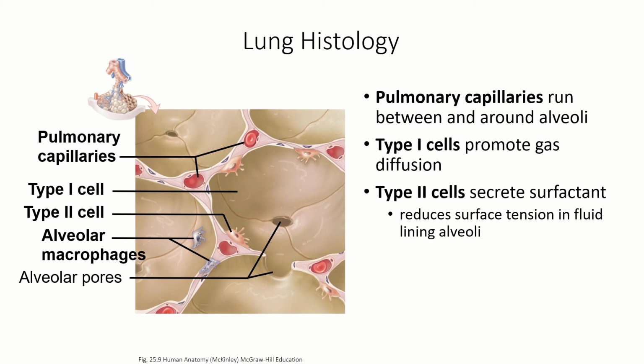But you're definitely not going to survive very long, because if you don't make enough surfactant, then these alveoli are going to fall closed. The walls are going to stick together. You're not going to be able to pull them apart enough to make every breath. So that's why those type 2 cells are really, really important.